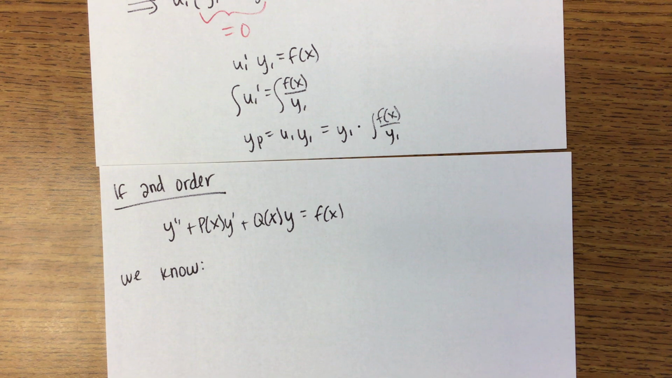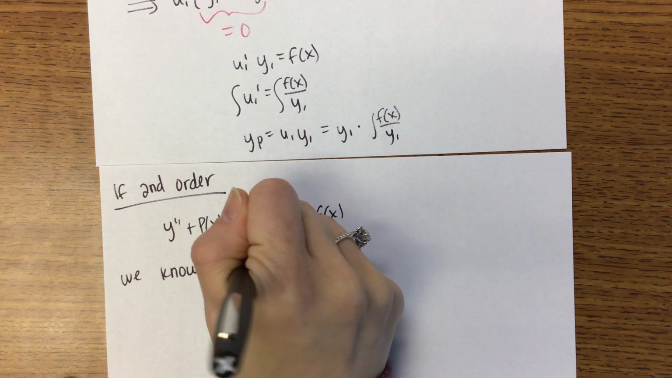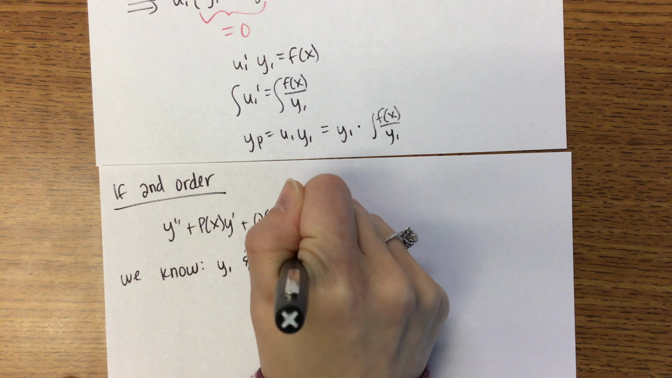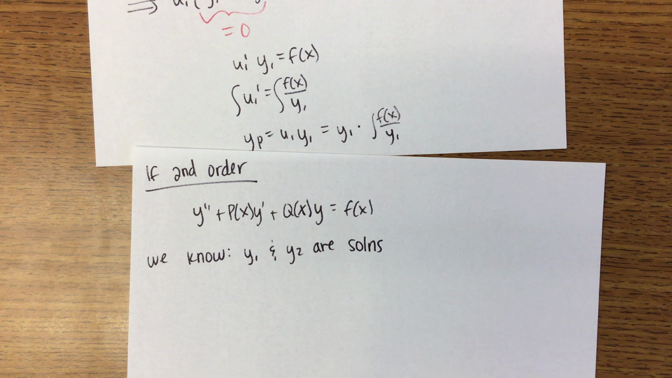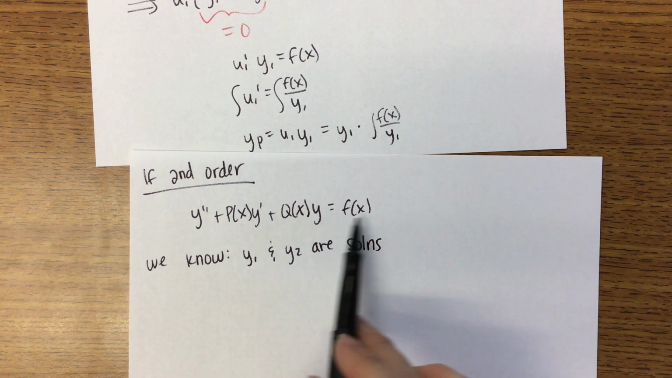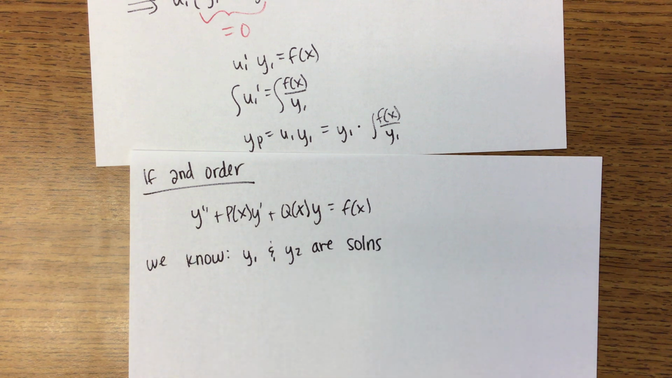Because it's second order, this time you're going to have two solutions. So we know that y1 and y2 are solutions. These are the solutions that come from making this homogeneous. So if you take your f of x and make it equal to 0, these would be your two solutions.